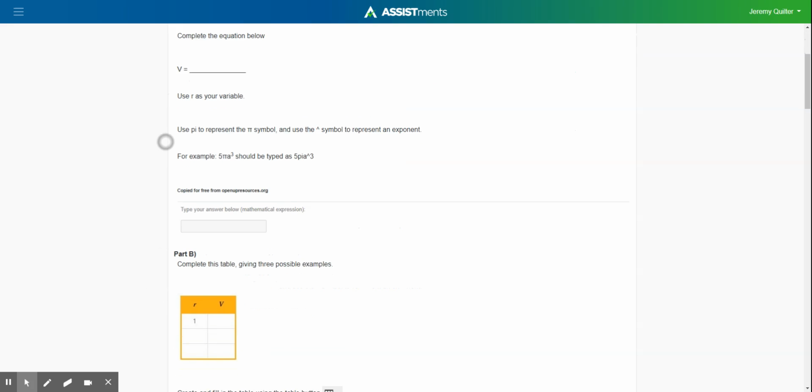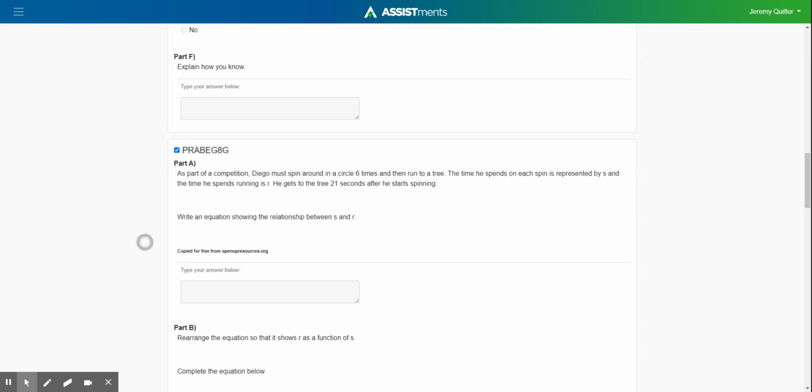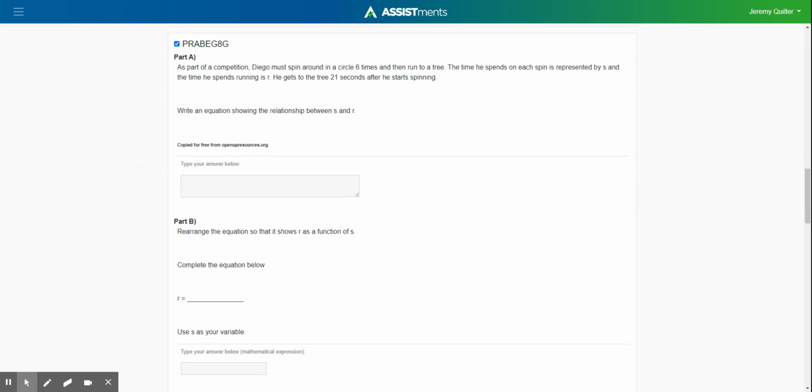In this case, we're going to be looking at, again, 2 dimensions. So I'm letting you skip over one of these problems, so I didn't assign everything to you. So we'll start right here. First part: as part of a competition, Diego must spin around a circle 6 times and then run to a tree. The time he spends on each spin is represented by S, and the time he spends running is R. He gets to the tree 21 seconds after he starts spinning.